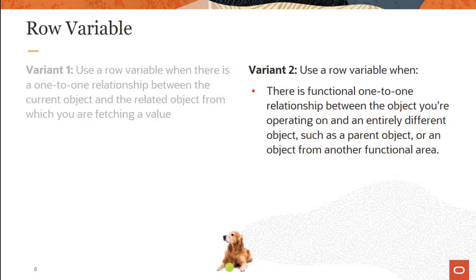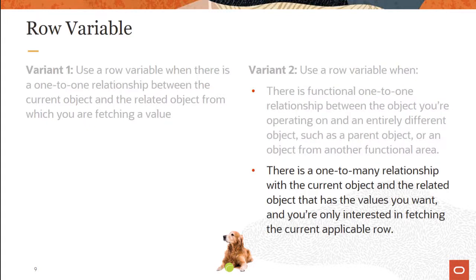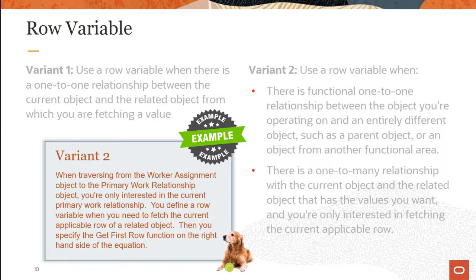Variant 2 uses a row variable when there's a one-to-one relationship between the object you're operating on and an entirely different object, such as a parent object or an object from another functional area. Or when there's a functional one-to-many relationship with the current object and the related object that has the values you want, and you're only interested in fetching the current applicable row. For example, when you're traversing from the worker assignment object to the primary work relationship object, you're only interested in the current primary work relationship. When you need to fetch the current applicable row of a related object, you define a row variable. Then, you specify the getFirstRow function on the right-hand side of the equation.